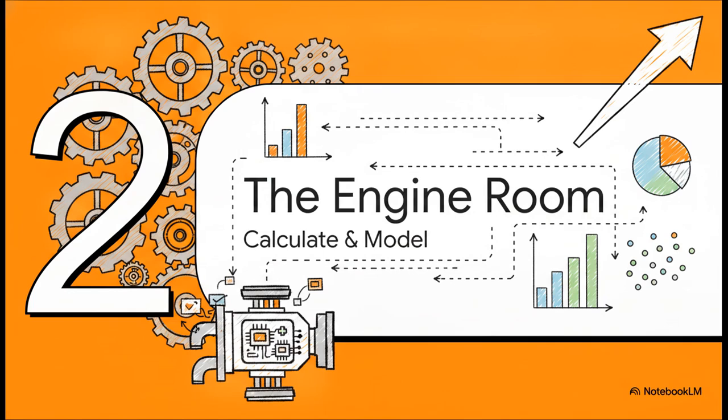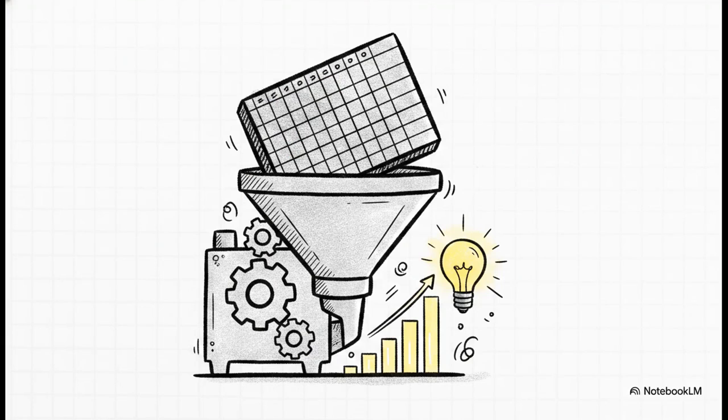Once that's sorted, we move right into phase two, which I like to call the engine room. This is where the real heavy lifting happens. Once your data is clean, you have this vast array of formulas at your disposal to build out complex financial models and future forecasts. And if you need to summarize massive data sets, tools like pivot tables can effortlessly pull top-level insights out of literally thousands of rows in mere seconds.